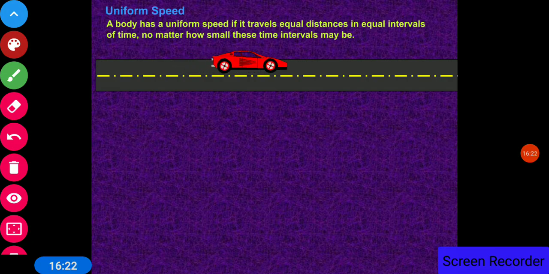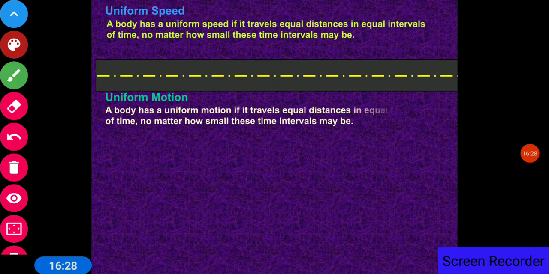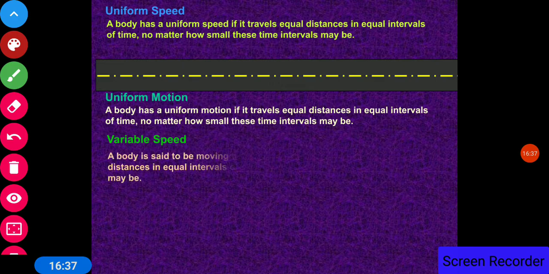The car is moving equal distances in equal intervals of time. So we can say that the car has a uniform speed, uniform motion. A body has a uniform motion if it travels equal distance in equal intervals of time, no matter how small these intervals may be. Variable speed.